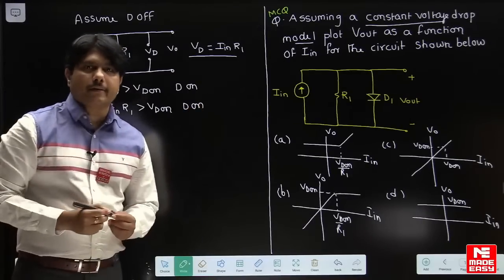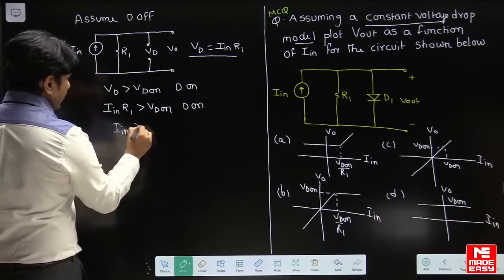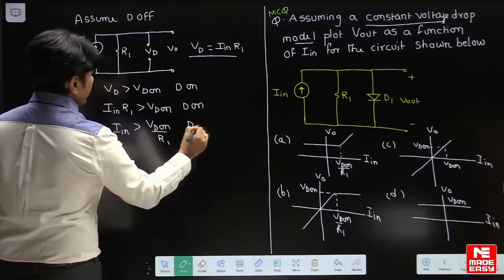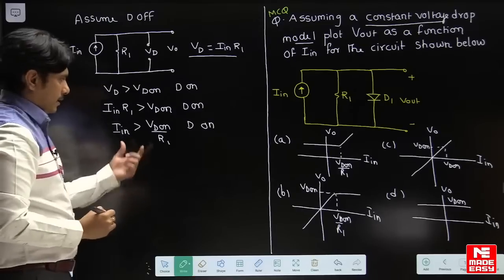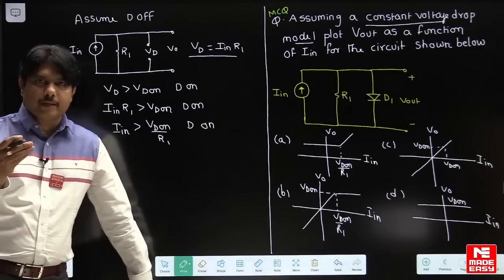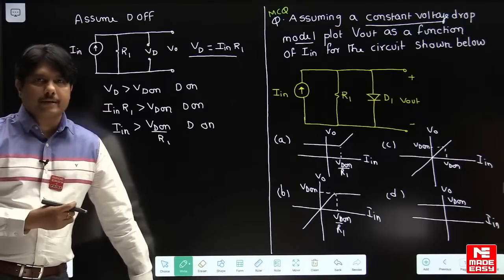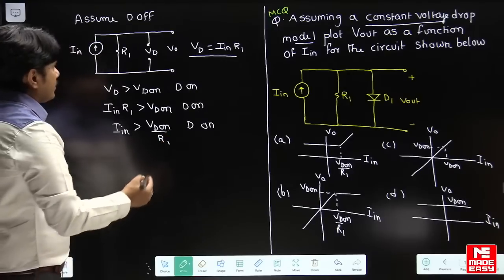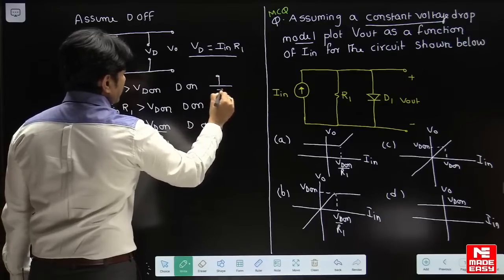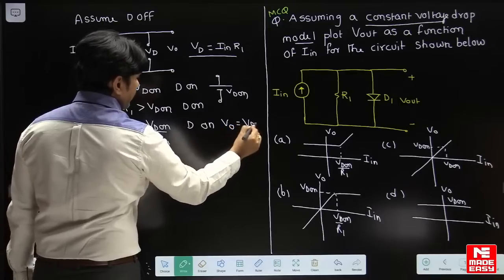So, how much current is required here to make the diode on? IIN should be greater than VD on divided by R1, where you are making your diode on. This is the condition we got where the diode will come into on condition. So your current IIN should be greater than VD on divided by R1, then the diode will come into on condition. When the diode comes on, it is replaced with a constant battery, that is VD on. So the output will become simply VD on.